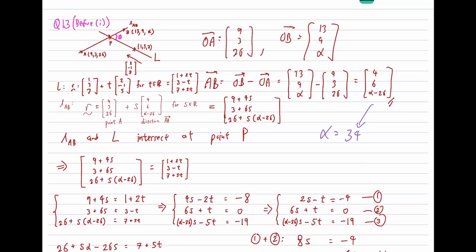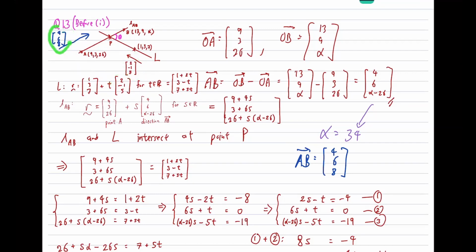So therefore, vector AB is equal to 4, 6, and 34 minus 26 is just 8. So 4, 6, 8. That means you've got a direction vector 4, 6, 8 here, and also the direction vector 2, negative 1, 5. What can you do with them? Use the cosine formula to find your angle.